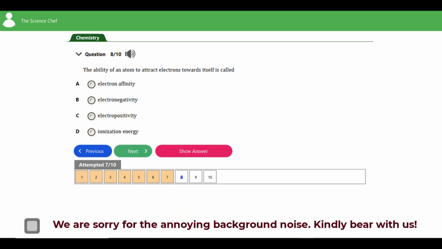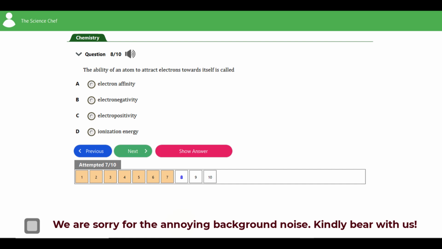Question 8. The ability of an atom to attract electrons toward itself is called, we already explained this, electronegativity. So we won't waste time on this. Yes, while the opposite is electropositivity. Electronegativity is a measure of the reactivity of non-metals, while electropositivity is a measure of the reactivity of metals, right? Electron affinity is an energy. I've already explained that in the last 2 questions.